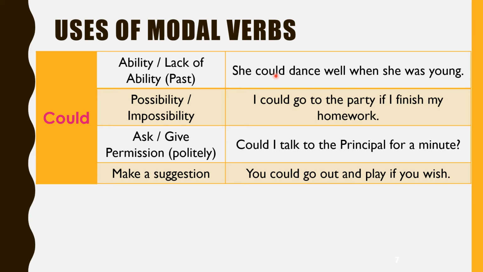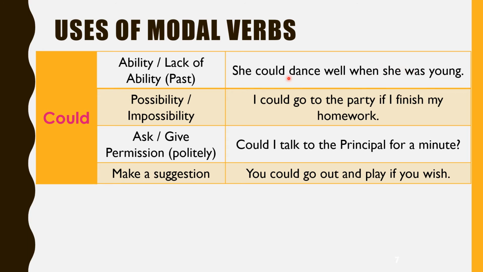Okay, so here the example says she could dance well when she was young. When she was young, maybe not now. Okay, she could dance well when she was young. Right now, maybe she is not able to dance very well. Okay, so to express the ability which was in the past, we use could.